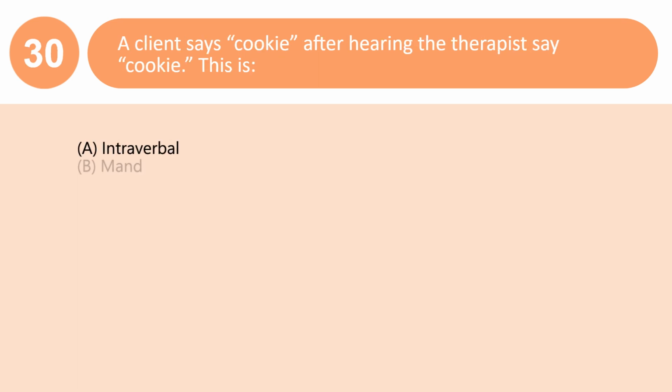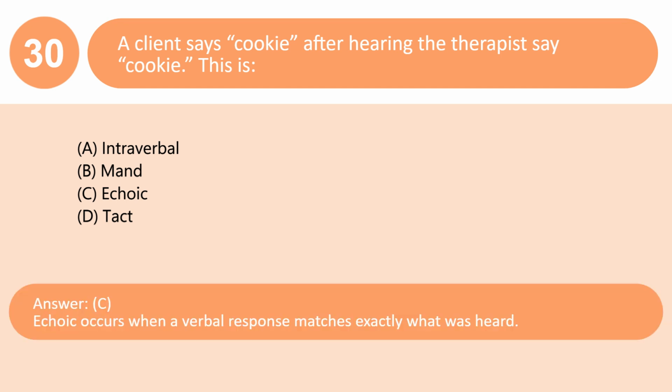A client says cookie after hearing the therapist say cookie. This is A. Intraverbal. B. Mand. C. Echoic. D. Tact. Answer C. Echoic occurs when a verbal response matches exactly what was heard.